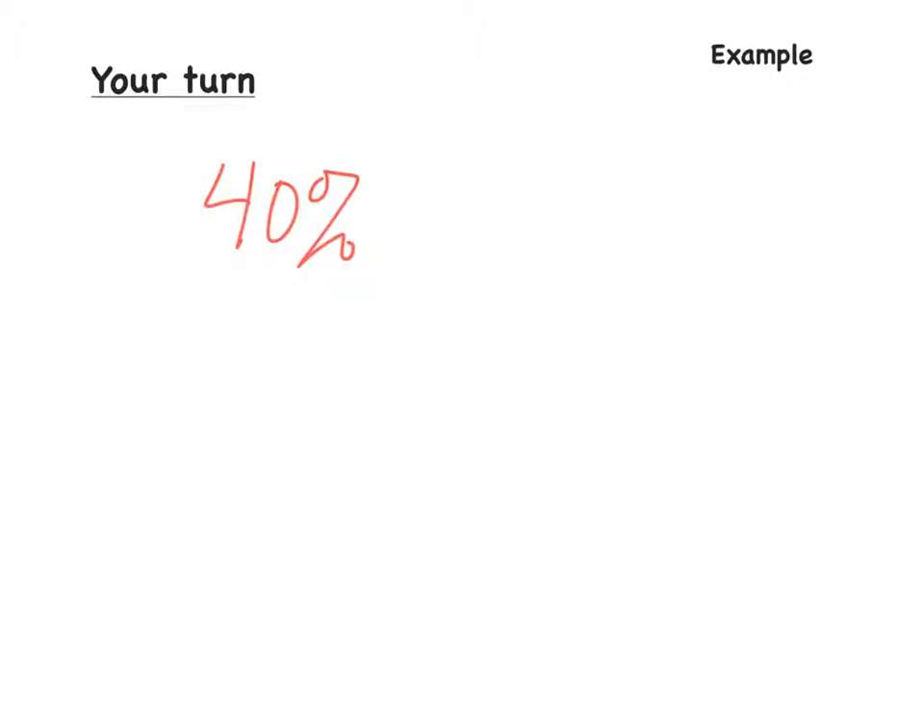Alright, so if we have 40%, remember the easiest way to turn a percent into a fraction is to always put that percent over 100. So 40 over 100. Now, it's not simplified, so we need to simplify it some more. So both 40 and 100 are even. So what we could do is just divide them both by 2. So 40 divided by 2 is 20. 100 divided by 2 is 50.